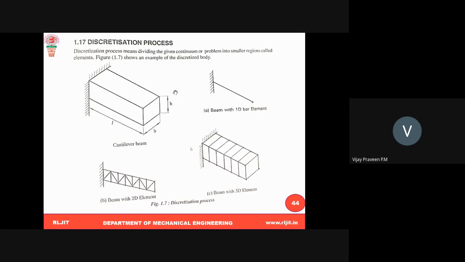Suppose in this beam, the length alone is more compared to B and H. Which analysis should you do? Length is more compared to breadth and height. Which analysis should you do? 1D, 2D, or 3D?